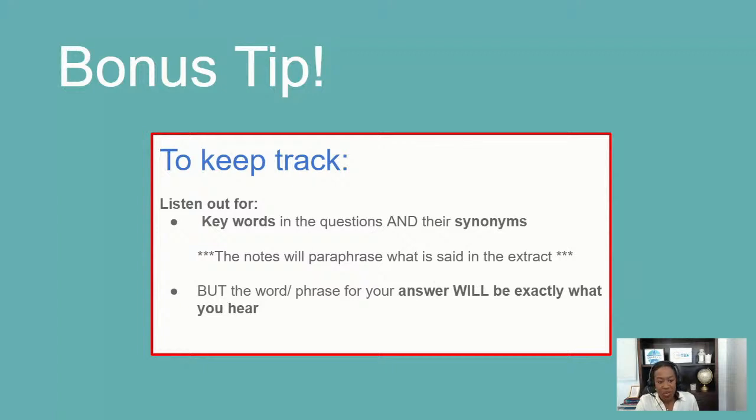So if that is a problem for you, just remember to listen out for keywords from the question paper and also the synonyms of keywords and synonymous language in general, and that will help direct you as to where you are in the audio. So if you think about it, the notes are simply paraphrasing what's been said. Now remember that the answer that you put in the gap will be exactly what you hear. It's just that the other words around it may have been stated differently.